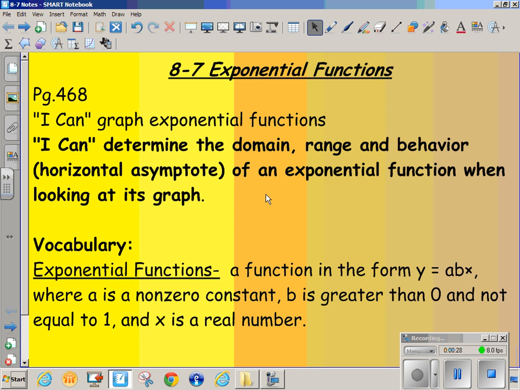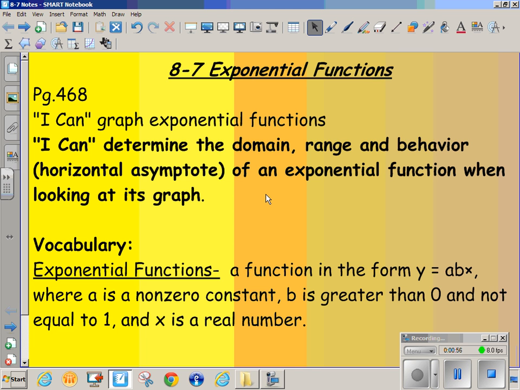An exponential function is a function in the form y is equal to a times b raised to the x power, where a is a non-zero constant, b is greater than 0 and not equal to 1, and x is a real number. Exponential means, you've probably heard the expression in life that it multiplies exponentially, meaning that your rate of change is based on the exponent as well.